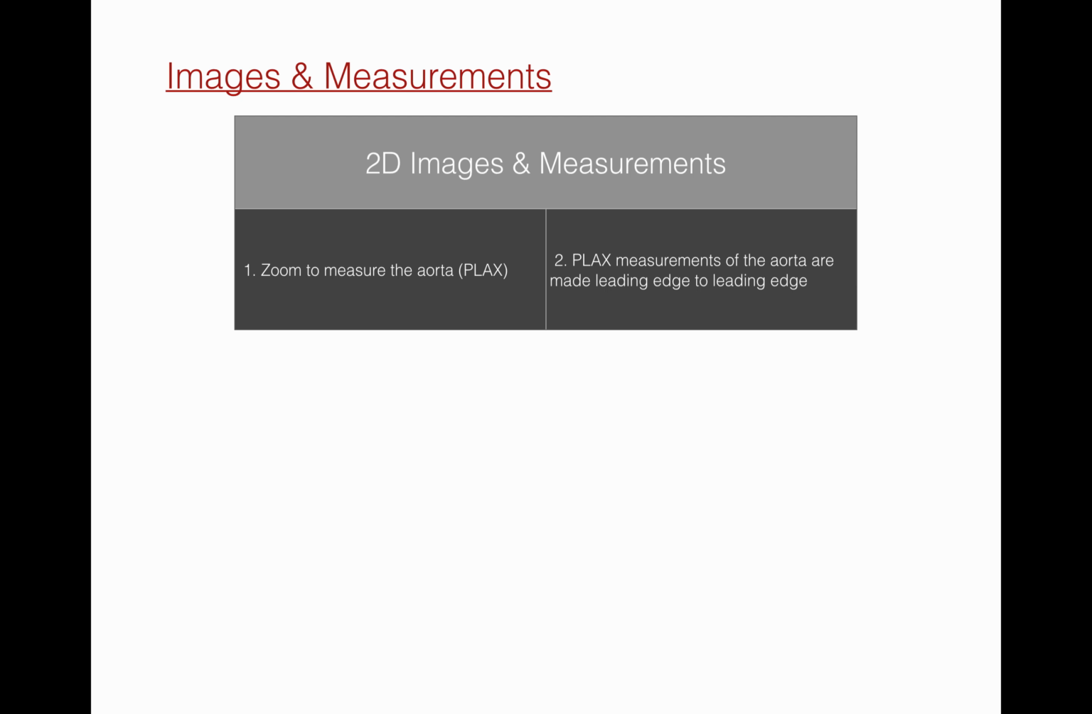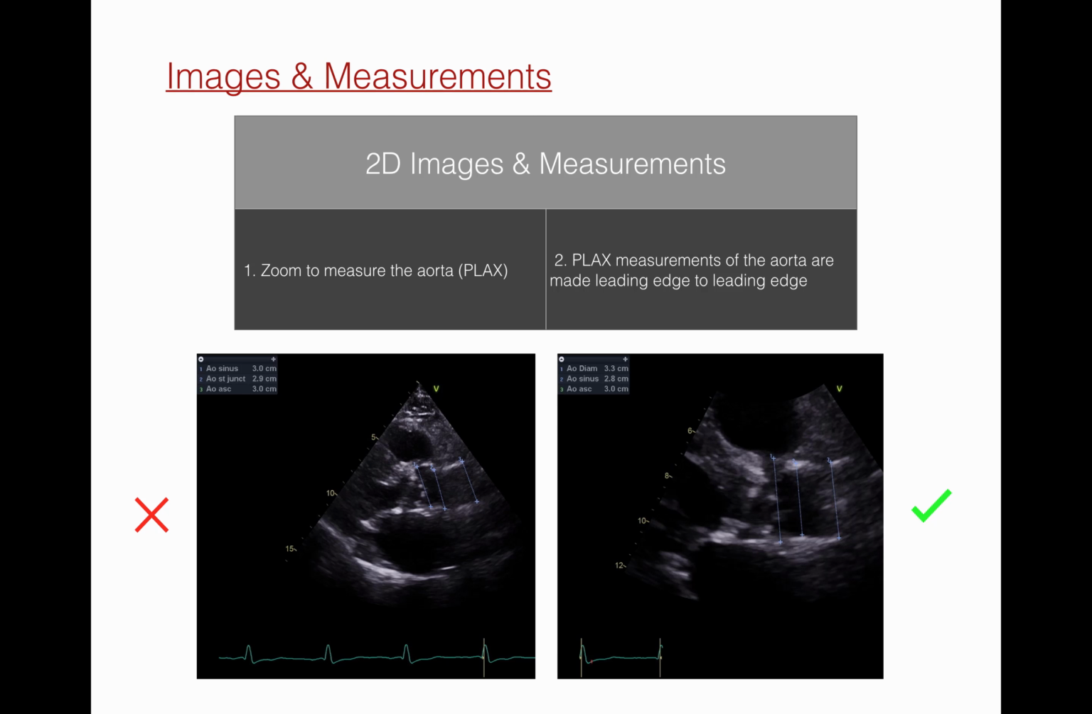Firstly, some points related to making 2D measurements. When measuring the aorta from the parasternal long axis view, use the zoom function to ensure that measurements are most accurate. Also, remember that measurements of the aorta are made using the leading edge to leading edge convention.